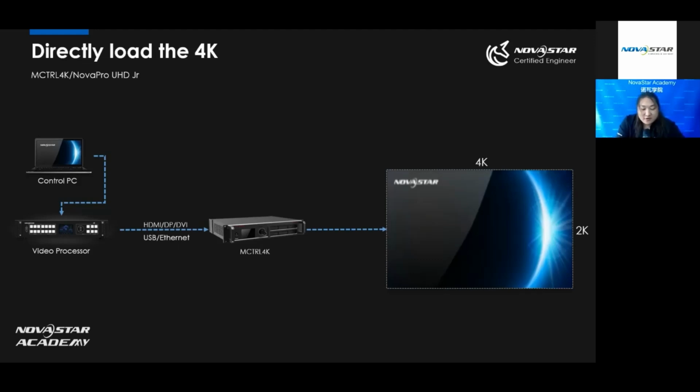Yes, I think you can guess what the next one is. Yes, the 4K all-in-one controller. Let's see the diagram here. The control PC gives the video signal to the video processor. Yeah, HDMI, DP, or DVI, whatever you want. And they still have a USB and Ethernet cable here to give the control command to the M Control 4K. And the one 4K can load the real 4K by 2K screen here.